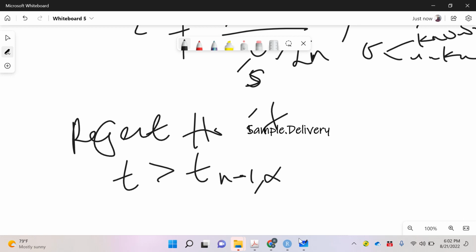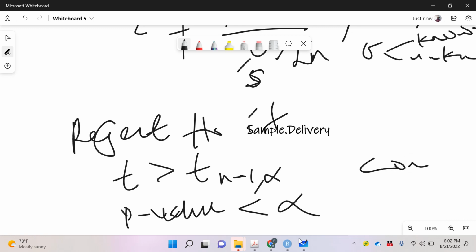Alternatively, we can also use the p-value. We will reject if the p-value is less than what? Alpha, right? Or we can also construct a confidence interval. So we can also do a confidence interval. I'm going to show you all these 3 on the plot.